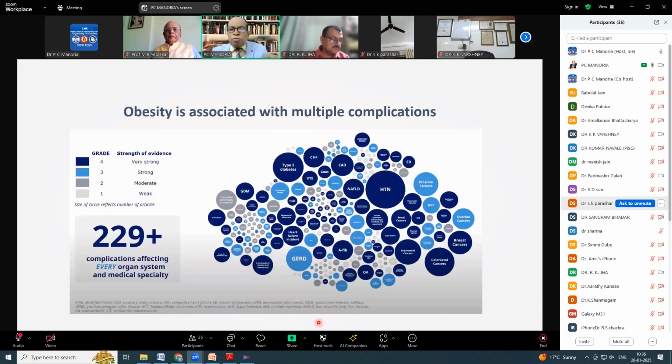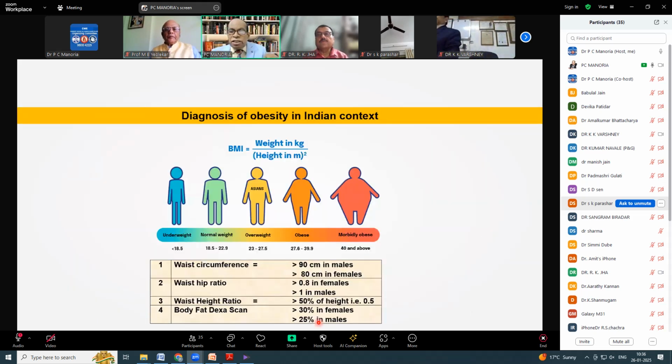And look at the number of complications obesity may produce, 229 plus. So obesity is a very important disease at the present time. There have been refinements in the criteria for diagnosis of obesity. BMI has been used for several years. It is weight in kg over height in meters squared. And for the Indian context, the normal BMI cutoff is 23. So you can have overweight 23 to 27.5, obese 27.6 to 39.9, and 40 plus is morbid obesity.